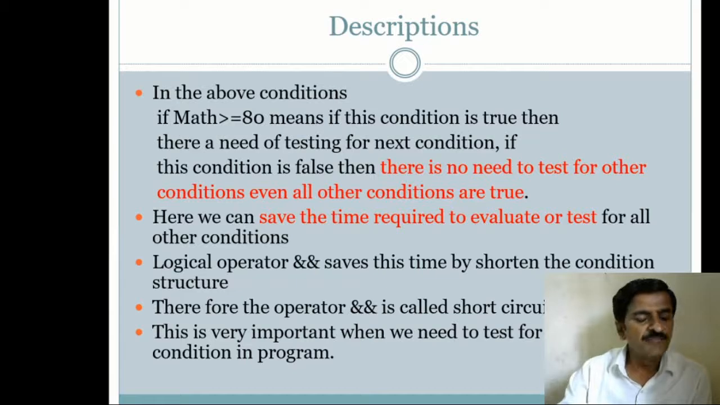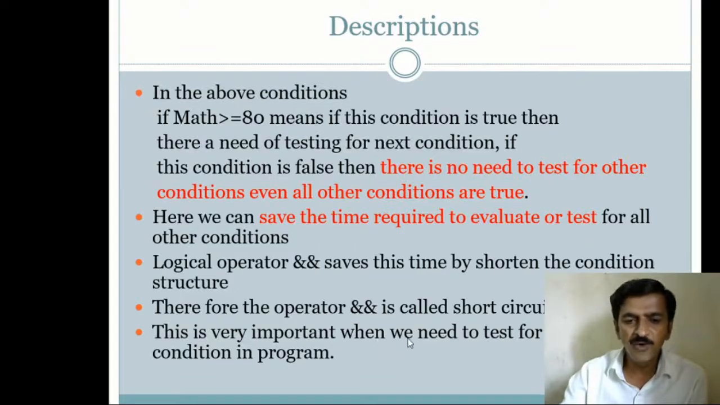And time is money. Saving time is important in programming. So the logical operator AND saves time by shortening the condition structure. Therefore, the operator double AND is called the short circuit operator.